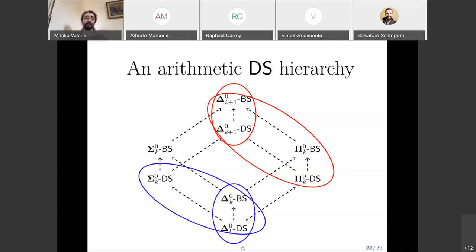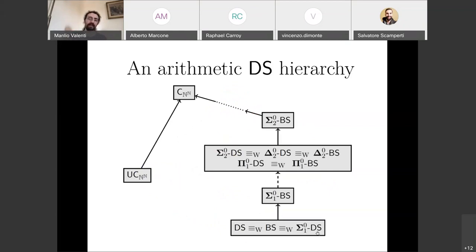This is actually easy. To summarize what happens in the arithmetic case, this is a condensed version of the diagram. I stopped here at sigma 02 BS because it just repeats all over. What I wanted to mention is that, first of all, a dashed arrow means Weihrauch reduction, and solid arrows mean strict Weihrauch reduction. So we know, for example, that this problem is going to be strictly stronger than this one. This holds for every k. So in particular, this shows that this hierarchy does not collapse at any finite level.